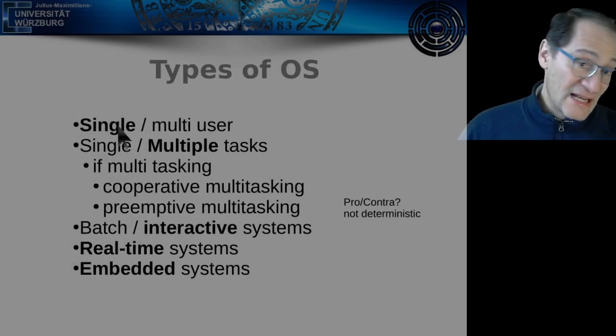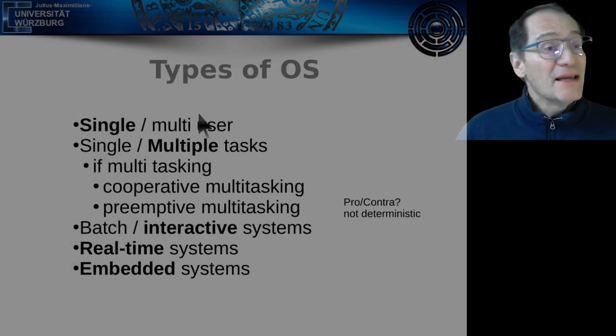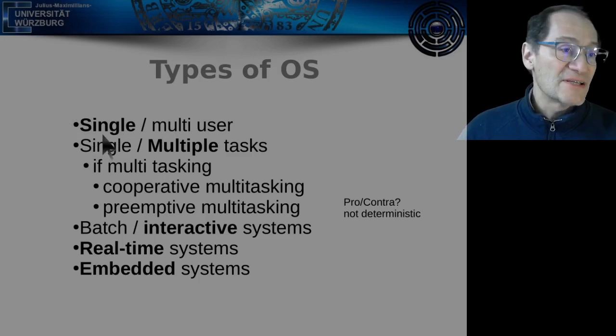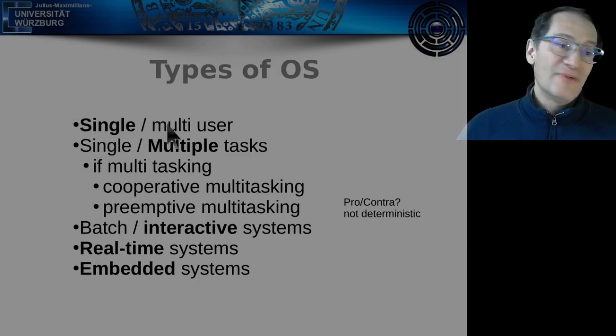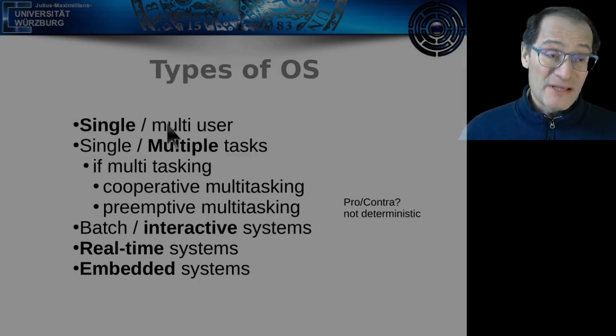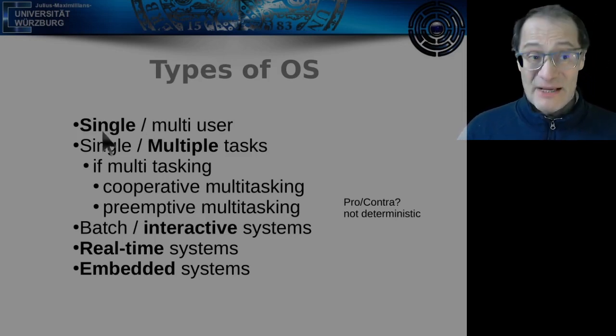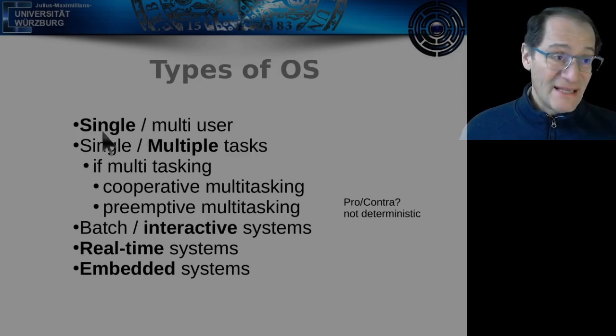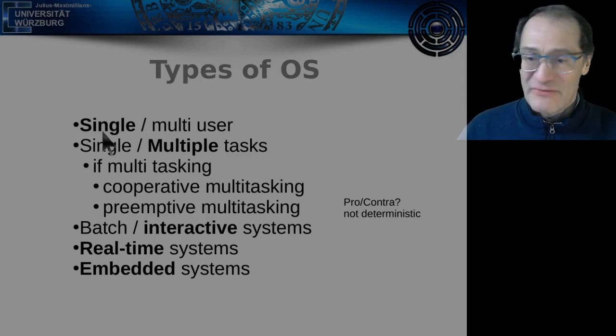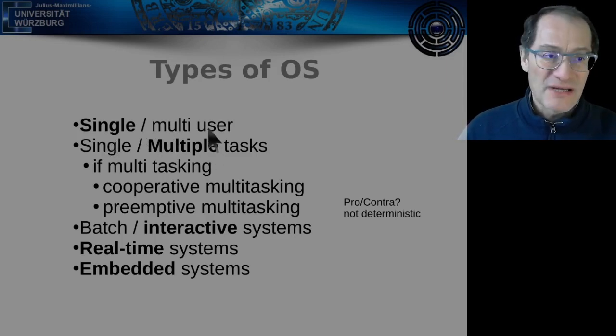Okay, which kinds of operating system do we have? We have single user or multiple user. In embedded systems, most of the time we have a single user. Multiple user means different access, different logins and something like this. But in embedded systems, we have a single application which shall be handled by the whole system, and therefore we can say we have a single user.